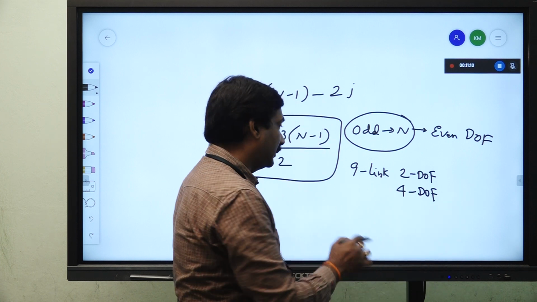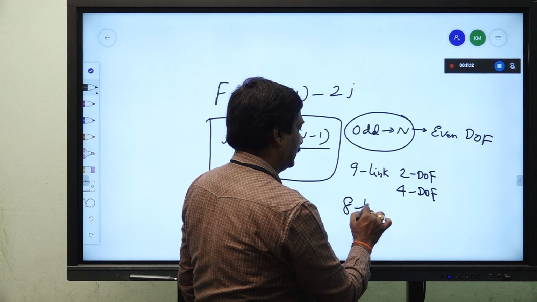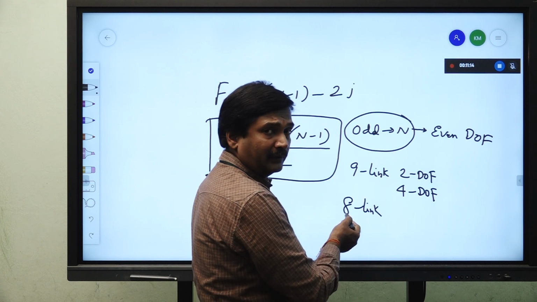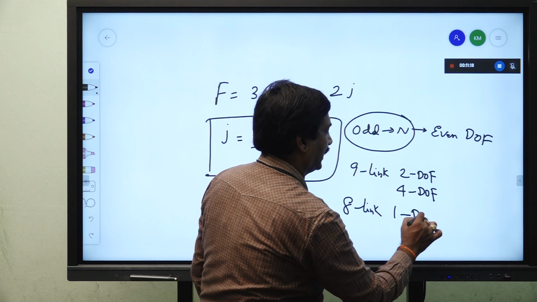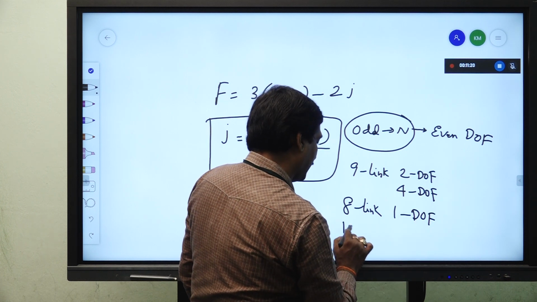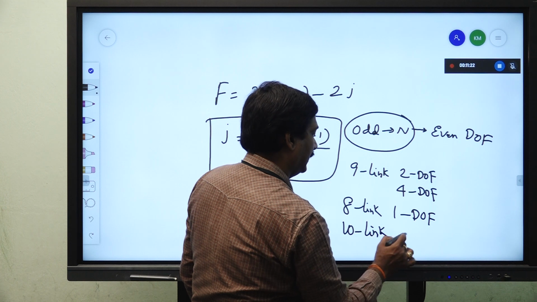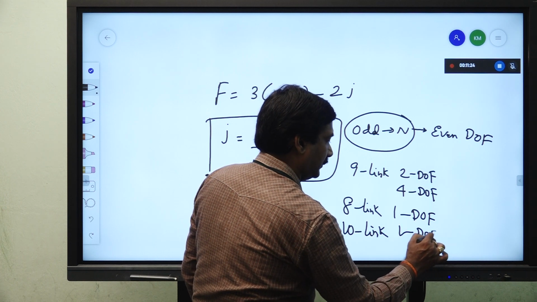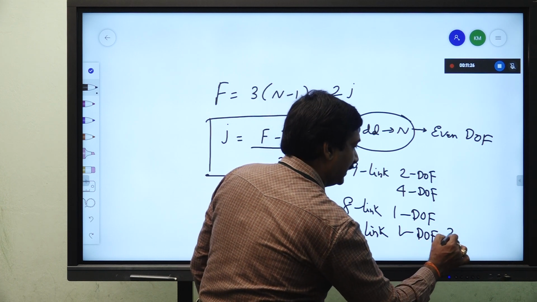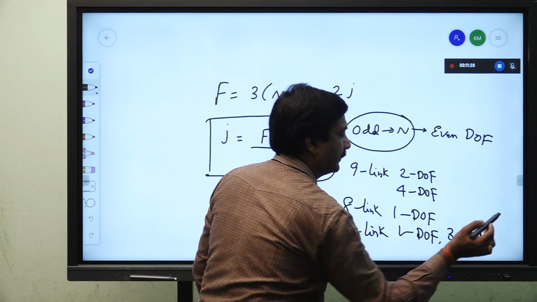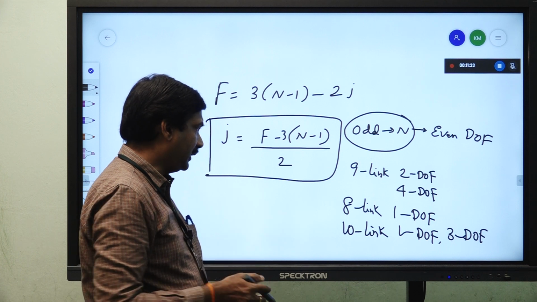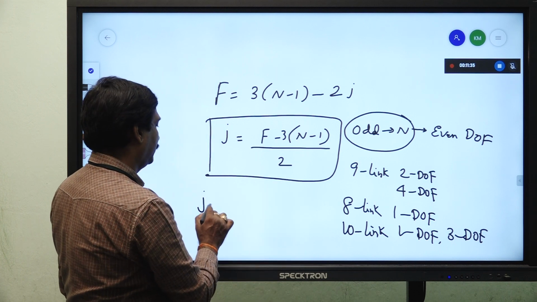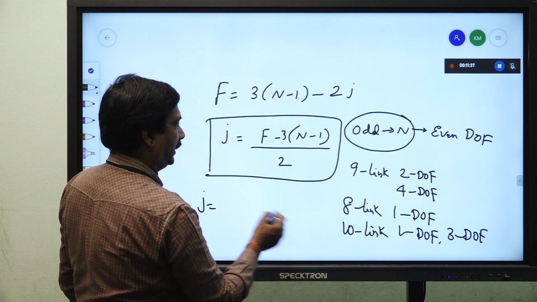Suppose I am giving 8 links. This is an even number. For even, you will get odd degrees of freedom: 8 link, 1 degree of freedom. Suppose I am having 10 links. 10 link, 1 degree of freedom is possible. 10 link, 3 degrees of freedom is possible. But 10 link, 2 degrees of freedom is not possible. Why? Because if we see here, n is equal to 10.